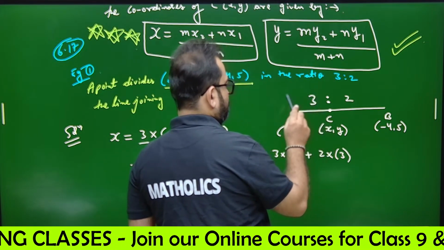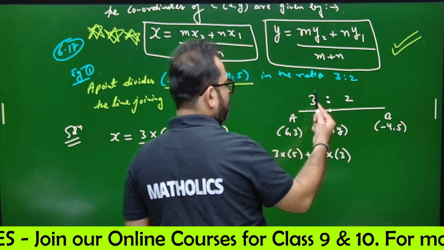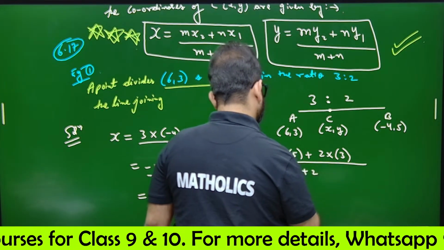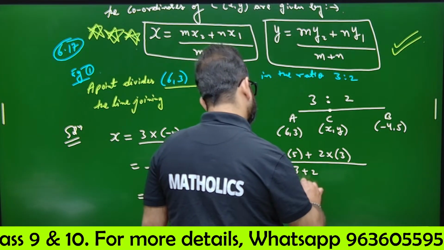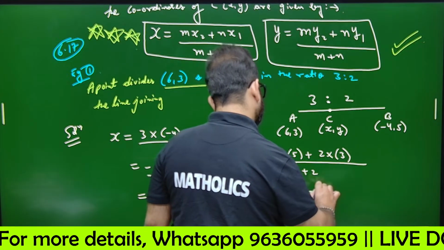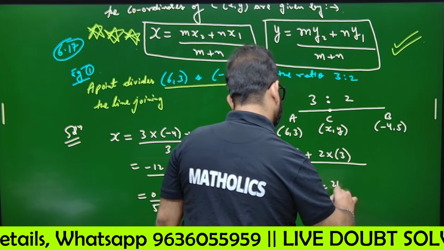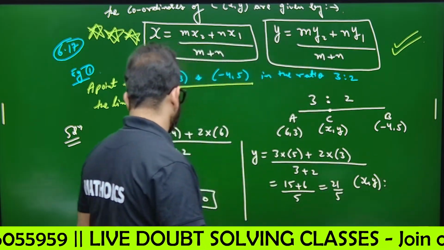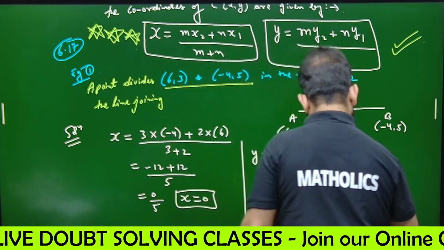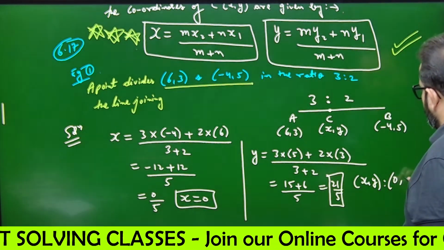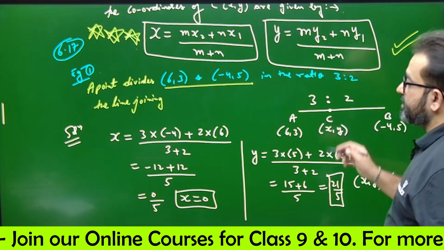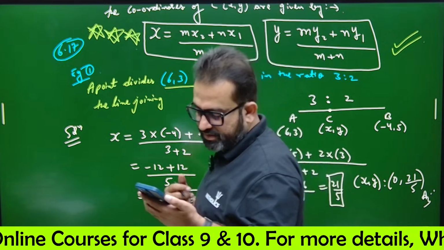So 3 into 5 plus 2 into 3 whole upon 3 plus 2. So 3 fives are 15 plus 6 whole upon 3 plus 2, 5. So it is 21 by 5. So coordinates x comma y came out to be what? X is 0. 0 comma 21 by 5 is the final answer for the coordinates of this point C. Done? So this is the way you are going to solve.